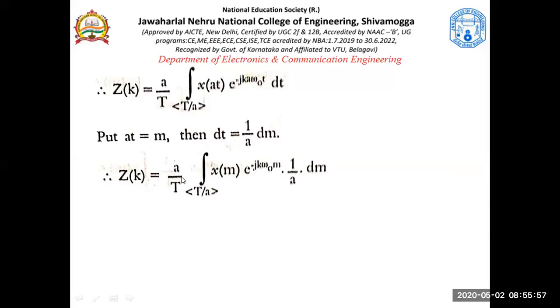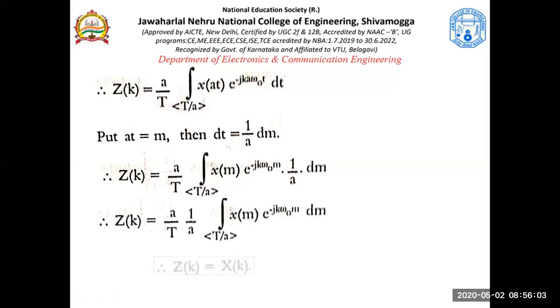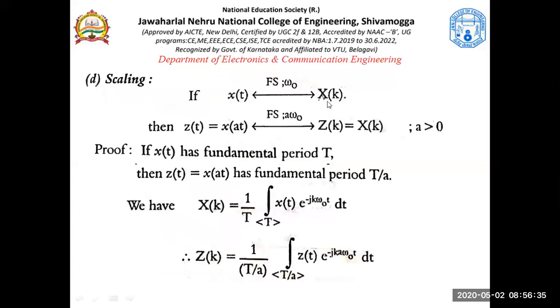If you bring this out, it was a by T into 1 by a. So a and a go off and you'll be left with 1 by T. What is this now? So it's again x of k. Instead of seeing it as t, we are seeing it as m. That's it. So it is 1 by T into this, which is anyways going to give you x of k. So we started with x of k in frequency domain, and after scaling in time domain, you will see that we again end up with x of k.